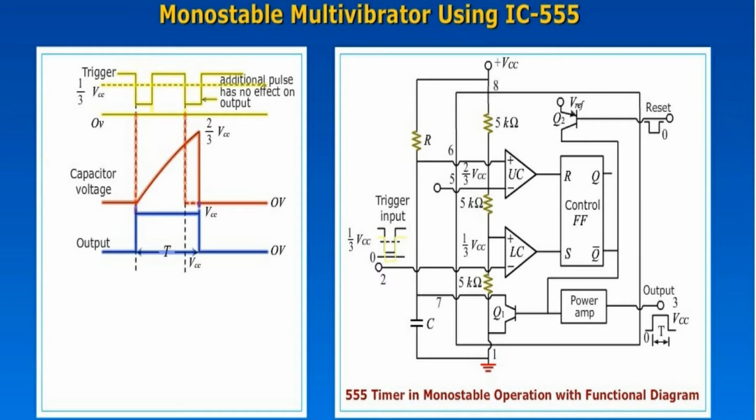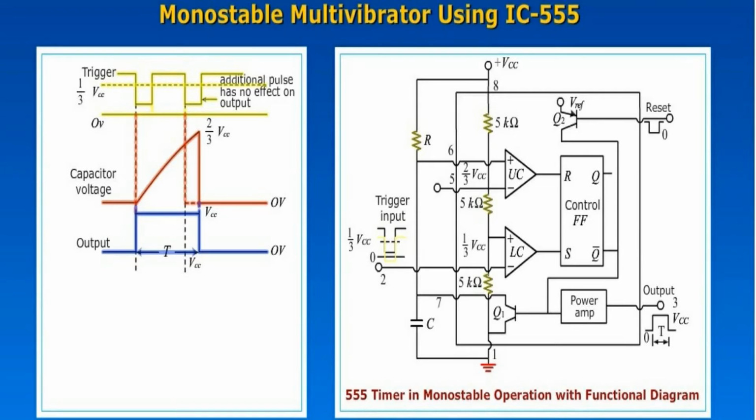The upper comparator non-inverting input voltage is just greater than the inverting terminal voltage 2 by 3 VCC. In such a condition, the upper comparator output goes to 1. The upper comparator output is connected to the SR flip-flop reset input, hence R equal to 1. Hence the SR flip-flop output Q goes to 0 and Q bar goes to 1. The Q bar is connected to the power amplifier and the base of the transistor Q1.